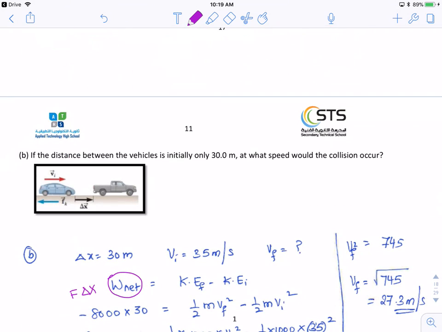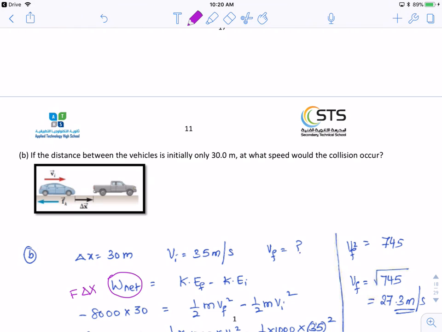Second part, here the distance is already given. That means he has no other choice. Now the distance is 30 meter. If the distance between the vehicles is only 30 meter, he has no choice of distance. He has to apply brakes at 30 meter.